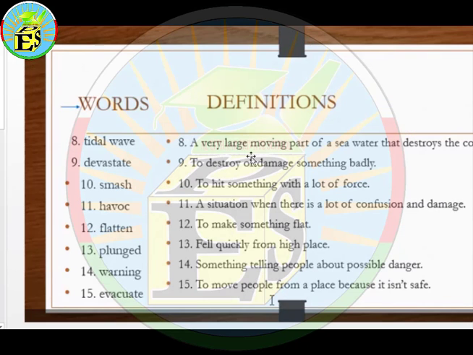Tidal wave, a very large moving part of the seawater that destroys the coast. Devastate, to destroy or damage something badly. Smash, to hit something with a lot of force. Havoc, a situation when there is a lot of confusion and damage. Flatten, to make something flat. Plunged, fell quickly from a high place. Warning, something telling people about possible danger. Evacuate, to move people from a place because it's not safe.